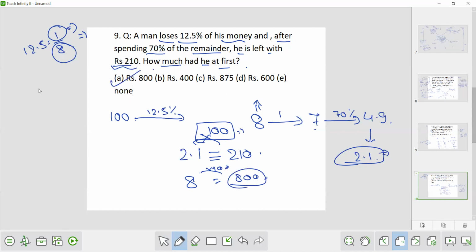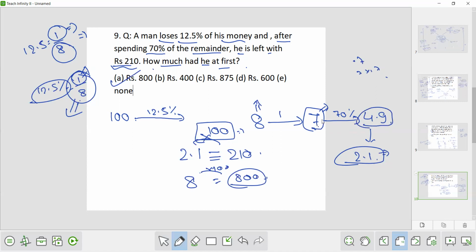Again, I will explain this. As I saw 12.5%, it just clicked in my mind that 12.5% is equivalent to 1 by 8. So out of 8, 1 is lost. So how much is the remaining? 7. Out of this 7, 70% is spent. So 70% of 7 is how much? 10% is 0.7, so 70% is 7 into 0.7, that is 4.9. So 4.9 is spent out of this 7. So how much is remaining? 7 minus 4.9, that is 2.1. Now this 2.1 value is given as 210, so this is exactly 100 times. So the initial value will also be 100 times. So 8 into 100, that is 800, is the correct answer.